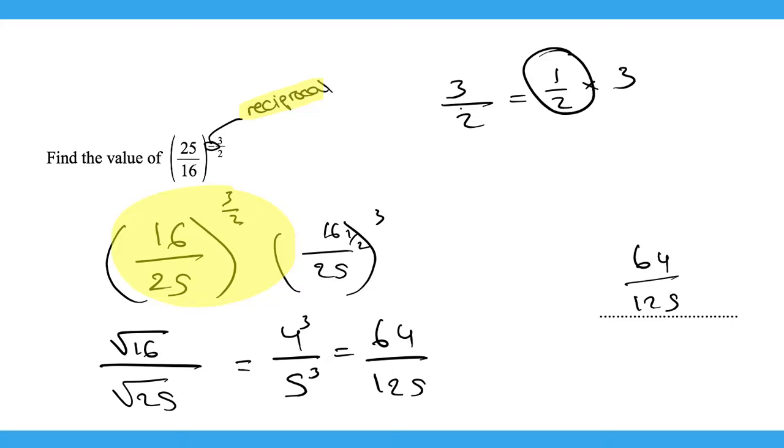And then we're cubing it or squaring it. So we split it into 1/2 and then cubing it. 1/2 just means square root. Okay, so we're going to square root 16 and we're going to square root 25, and then we're going to cube our answers at the end.